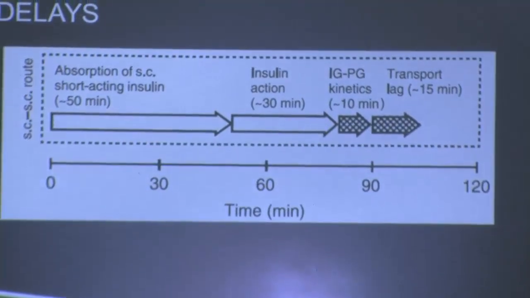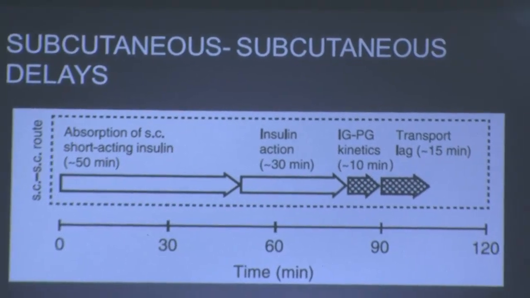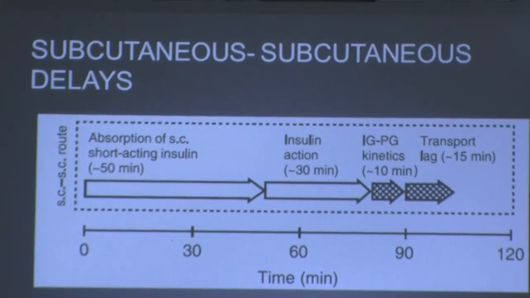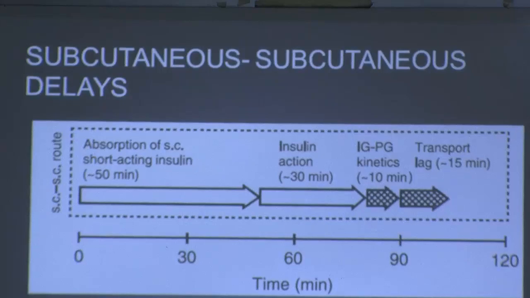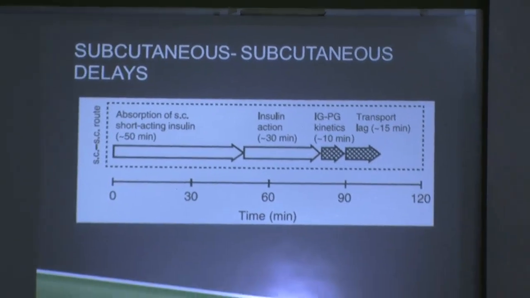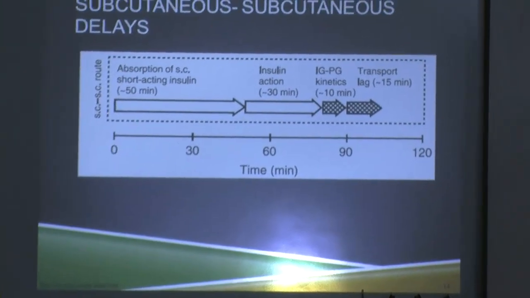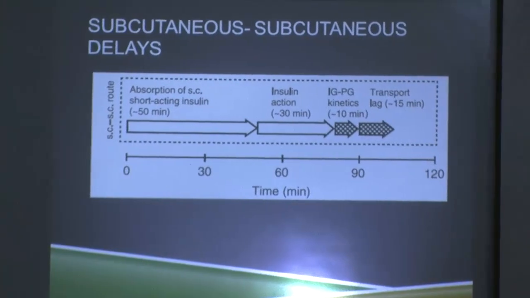So here, just the delays, subcutaneous delays that occur. So the absorption of insulin into the subcutaneous layer takes about 50 minutes. And then for insulin to actually have an effect on blood glucose takes another 50 minutes. And then interstitial glucose to plasma glucose takes another 10 minutes for glucose readings. And then there's also an additional transport line of 50 minutes. This is approximately 1 hour and 45 minutes. So long delay.